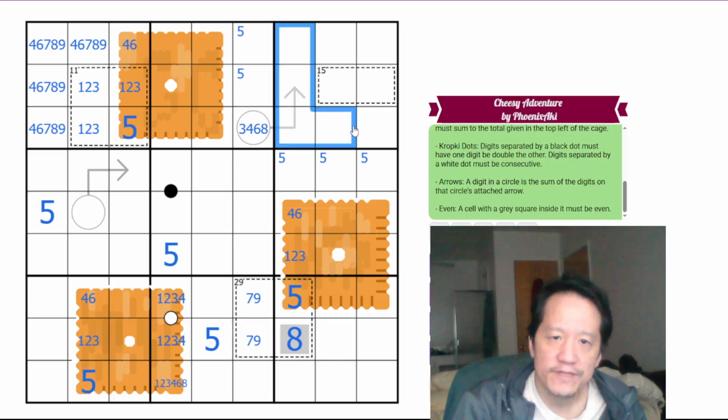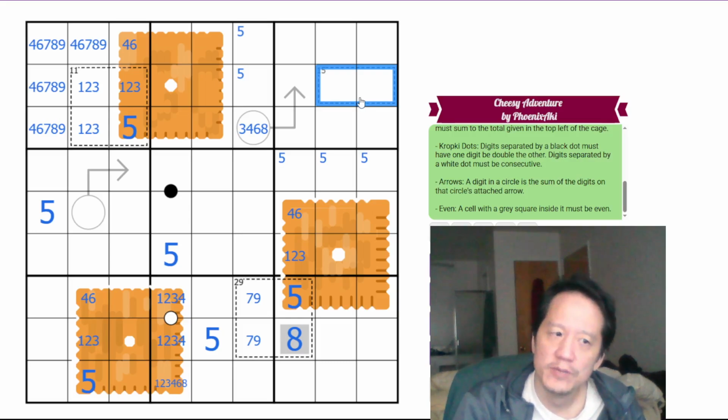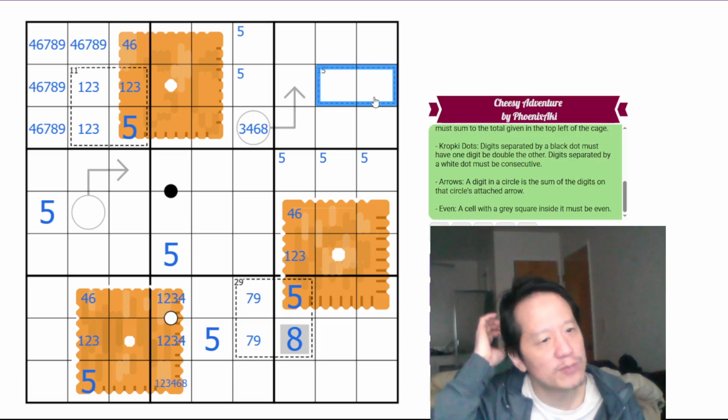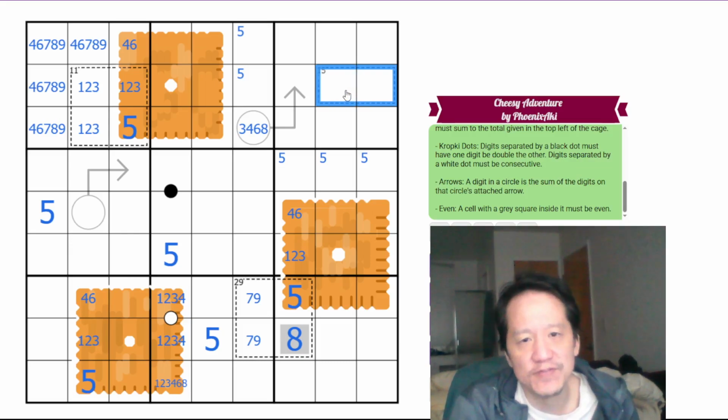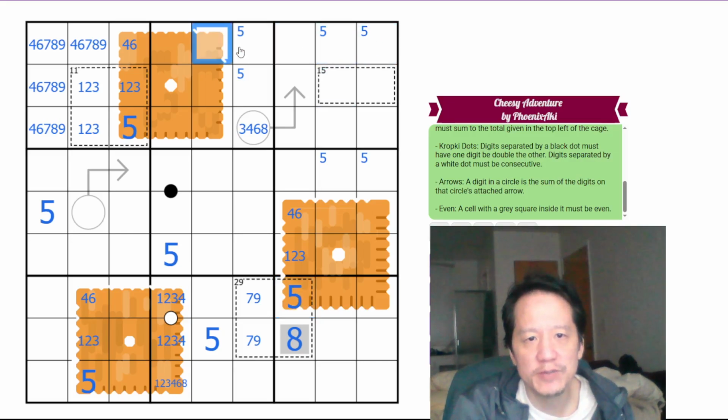Where is the 5 in this box then? Can't be here or here because of the 5 in the rows and the columns. Can't be in the 15 cage because 5 would have to add up with 10, which is not a digit, to add up to 15. So it must be one of these two cells. This can't be 5 either because of this 5. These two 5s eliminate this from being a 5. So this must be a 5 here.